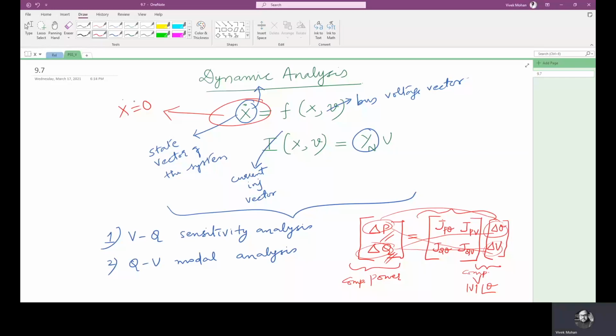Now we will move on to the quantitative side of VQ sensitivity analysis. This delta P and delta Q, which are shown here for static analysis, can be considered as increments in active and reactive power, or incremental change in real power and reactive power. And this delta V and delta theta are assumed to be the incremental changes in voltage magnitude and voltage angle.